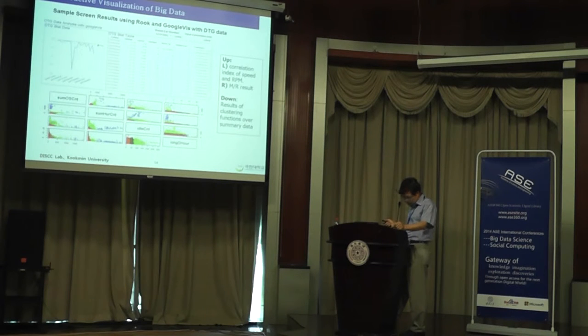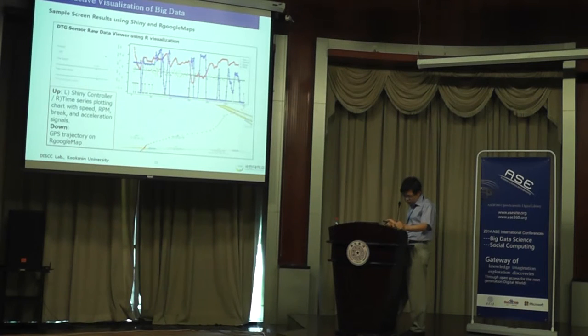This screen is the result of the analysis using ROK and Google BIS. Upper left side is the correlation index of speed and RPM, and right side is the memlist result, and the downside is the result of clustering functions of summary data.